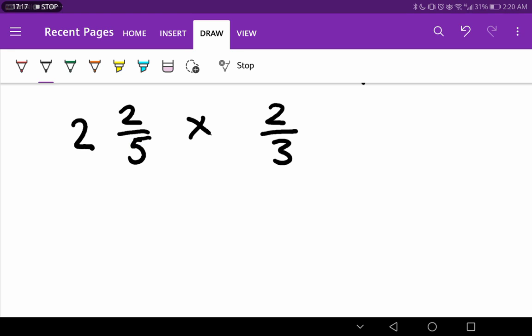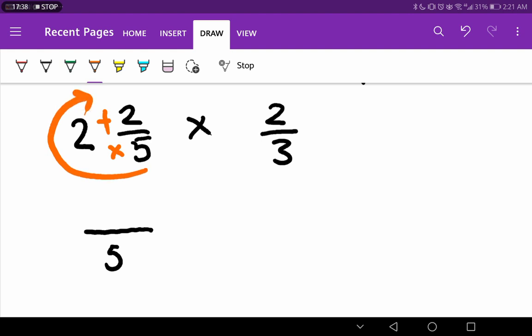The mixed number must be converted to an improper fraction. How do we convert it? I draw this line. I copy the denominator here. Then I do the multiplication and the addition in this direction. Okay, 5 by 2 equal 10 plus 2 equal 12. Great. Okay, multiply by 2 over 3.